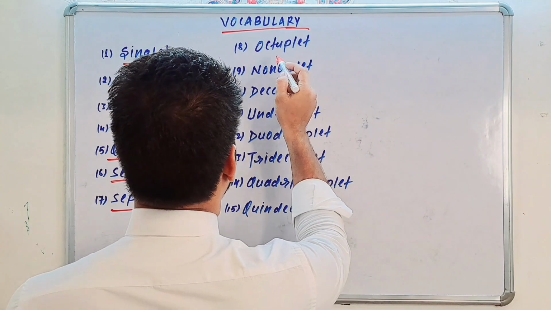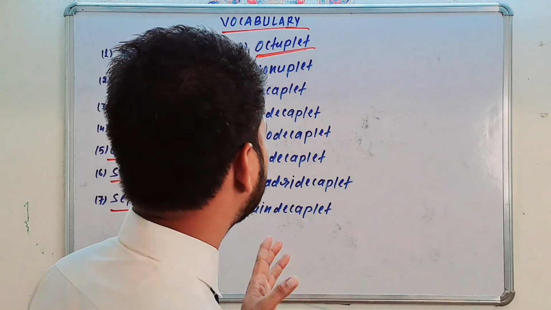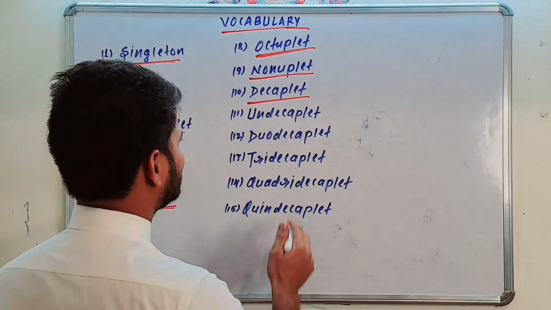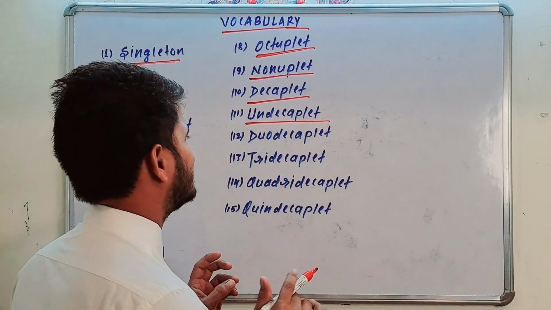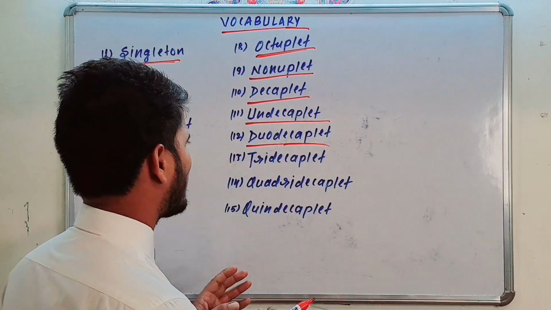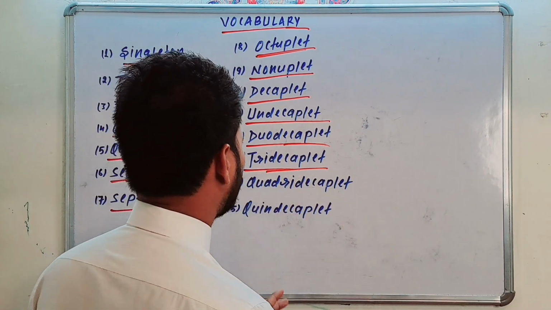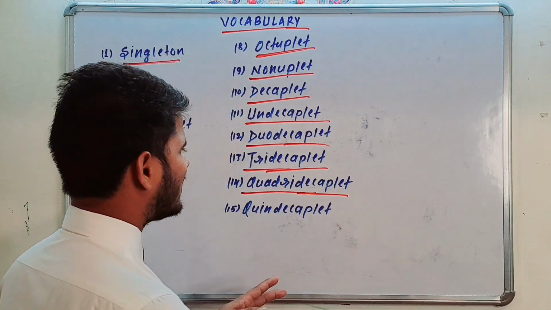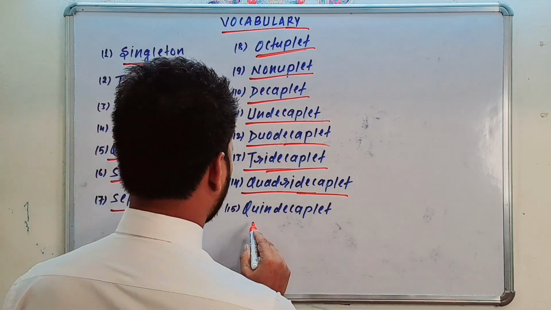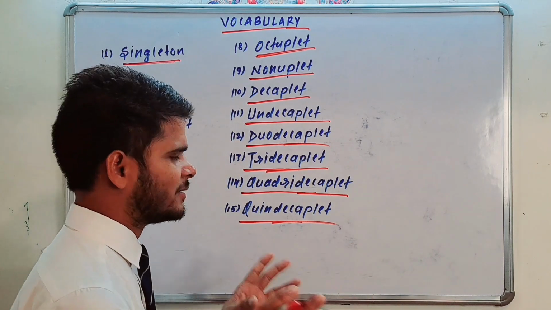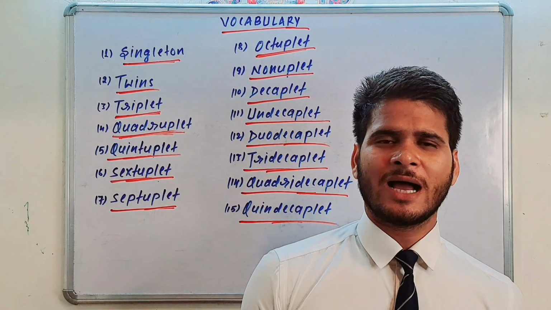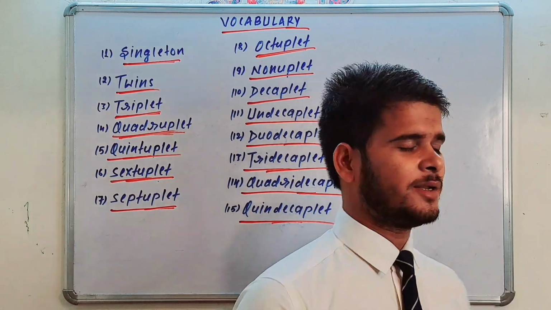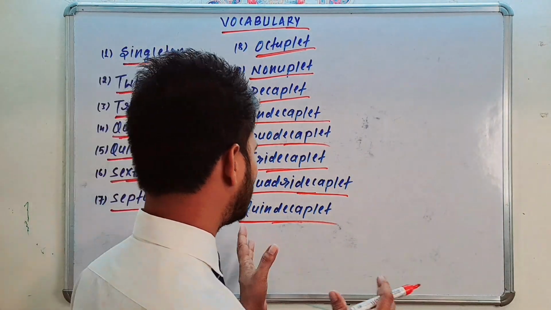So basically, see here, octuplet is related to eight babies at a time, nonuplet nine babies at a time, decaplet ten babies at a time, undecaplet eleven babies at a time, duodecaplet twelve babies at a time, tridecaplet thirteen babies at a time, and quadridecaplet, fourteen babies at a time, and quindecaplet, fifteen babies at a time. So I have covered up to fifteen babies at the same time.